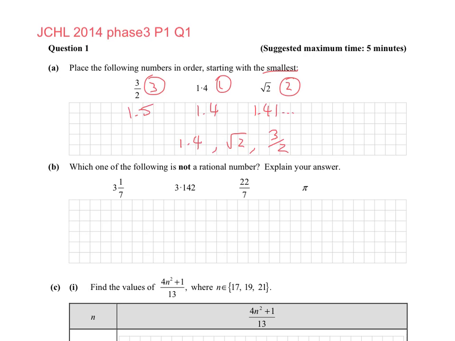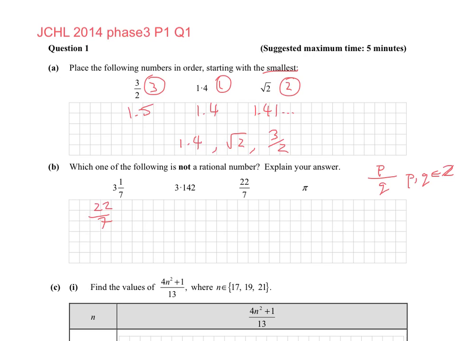Again, this should be a reasonably straightforward question if you have paid attention to your definitions for what is a natural number, an integer, a rational number, an irrational number, or indeed the definition of a real number. So a rational number is anything that can be written as a fraction, where you have one number divided by another number, and both those numbers, the numerator and the denominator, are just integers, both whole numbers.